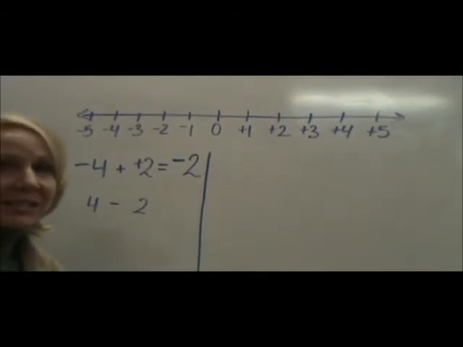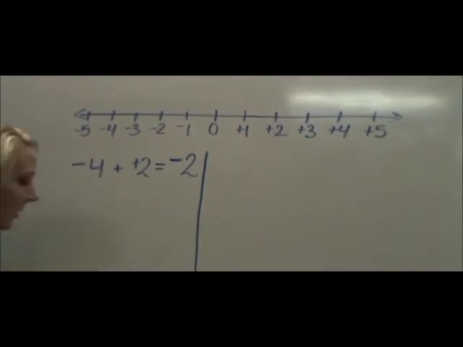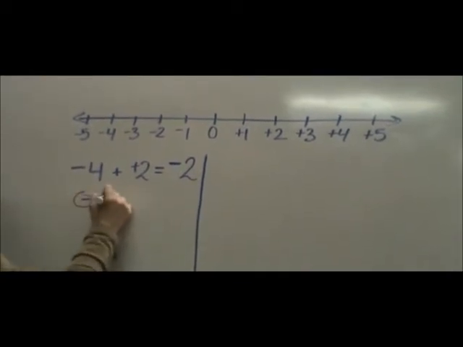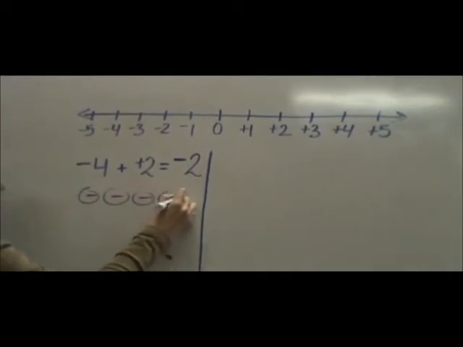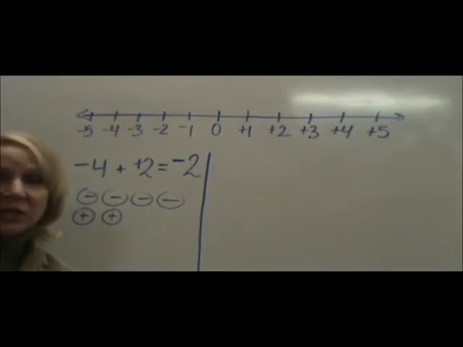Another way that you can show this to kids is through pictures. Here's what you would do. Take your -4, draw 4 negatives: 1, 2, 3, 4. Now you draw your 2 positives: 1, 2. What we talked about in class is that a positive and a negative cancel each other out.